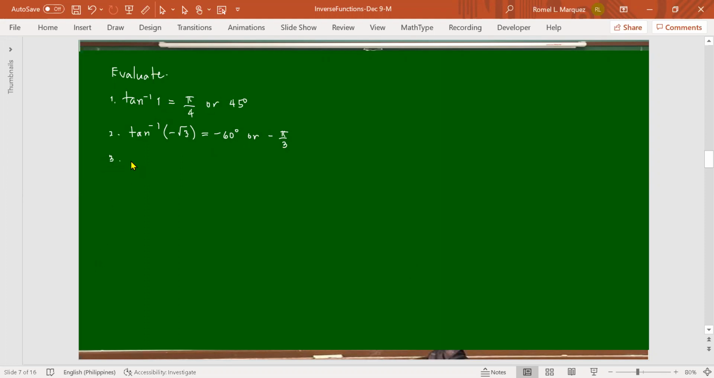Number 3, arc tangent of negative square root of 3 over 3. So this is equal to, what do you think, guys?